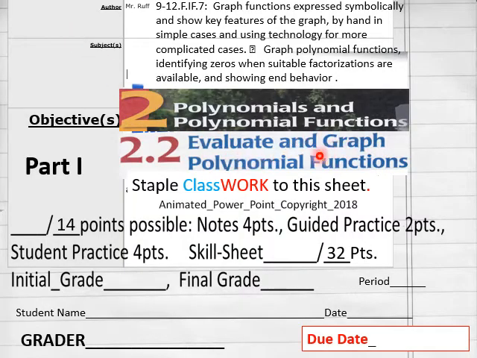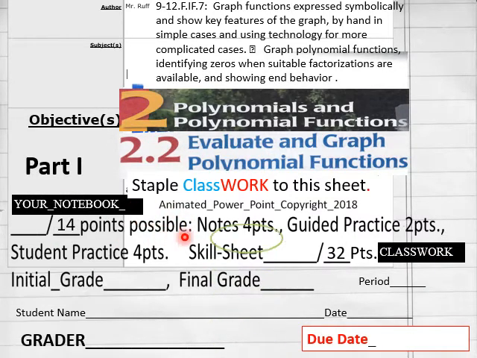2.2 Evaluate and graph polynomial functions. We have 14 points of notes to take, and then we have a skill check at the end of part 1 of 32 points. Here is the standard.